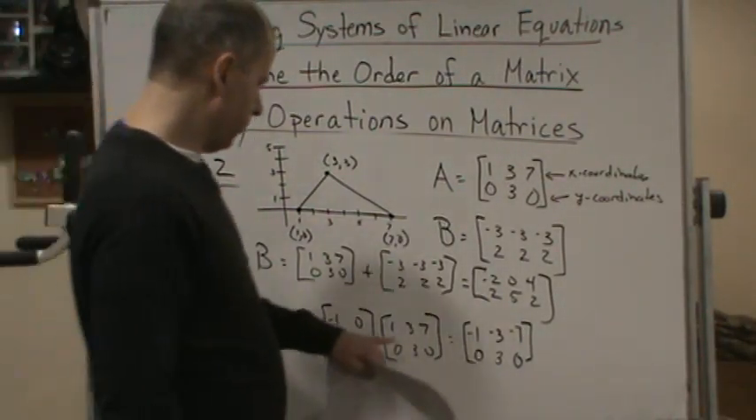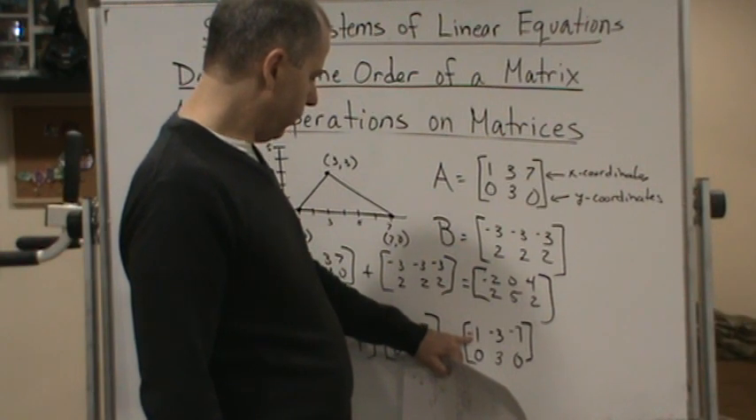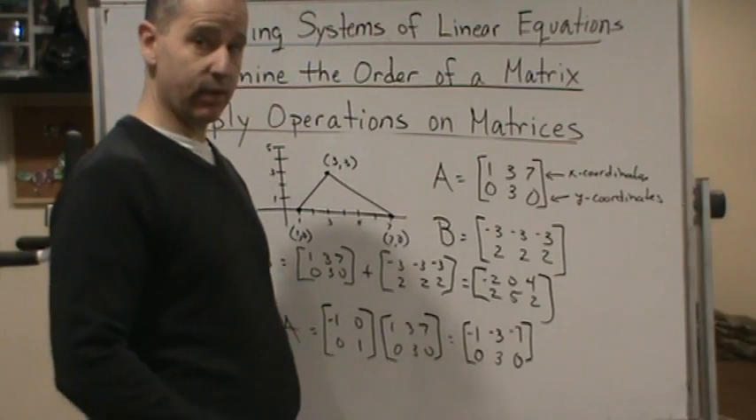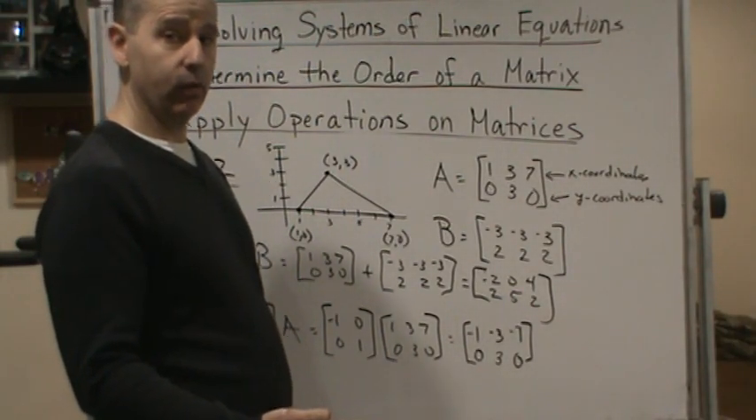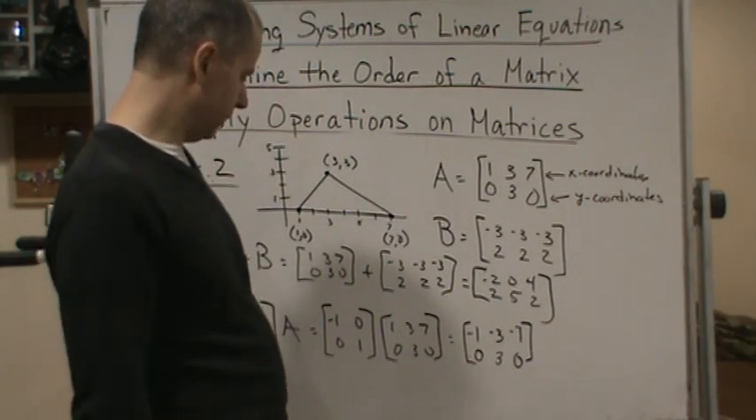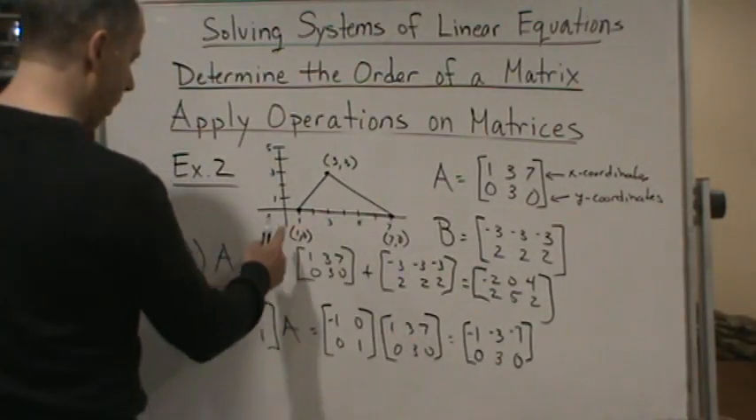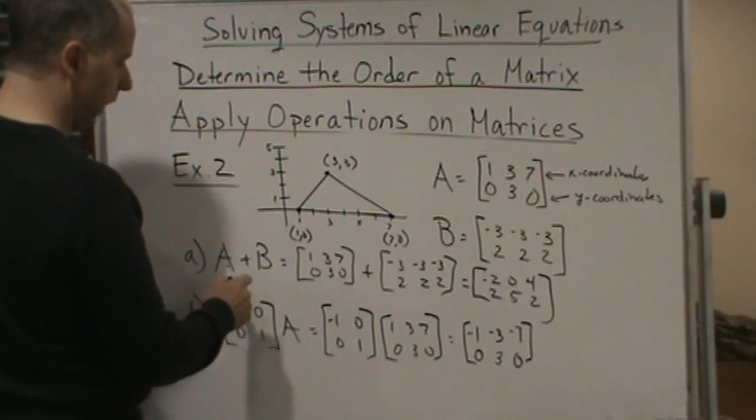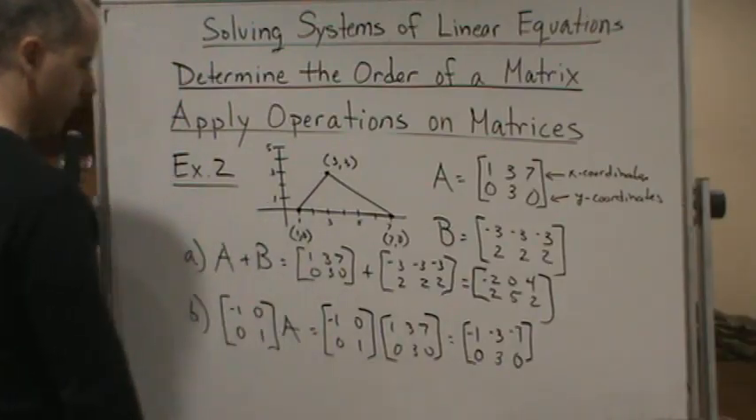So what happened? All of the x coordinates went from positive to negative, which means this is a reflection across the x-axis. Or no, I'm sorry, across the y-axis. So all these points flip to the other side. So this just reflects across the y-axis.